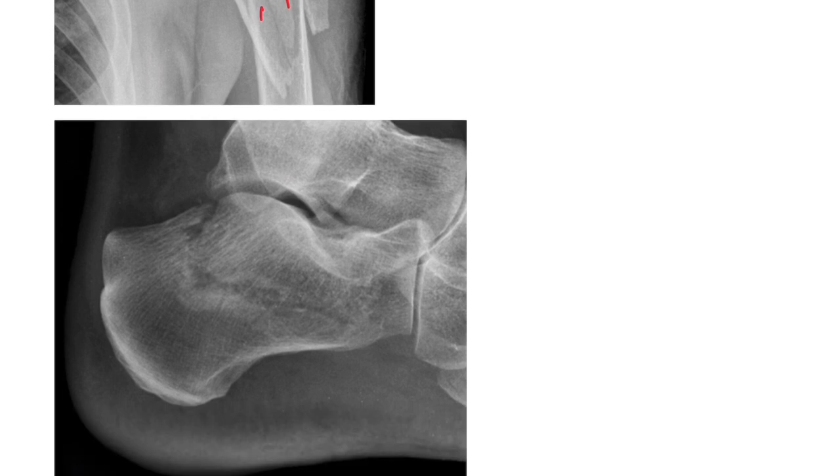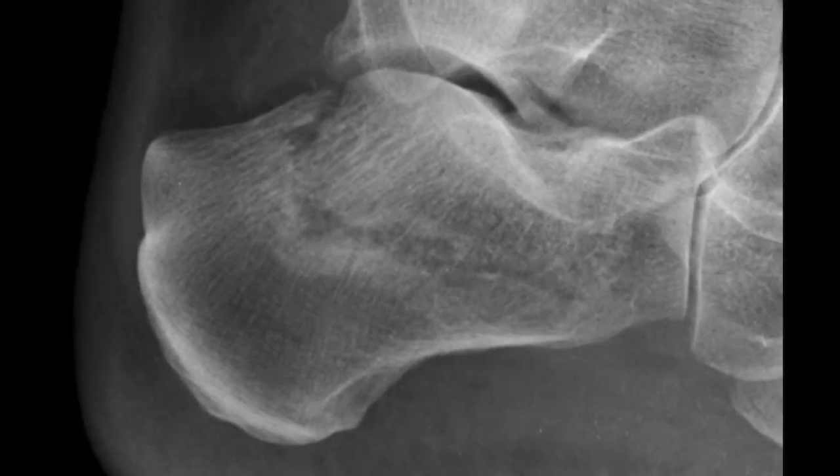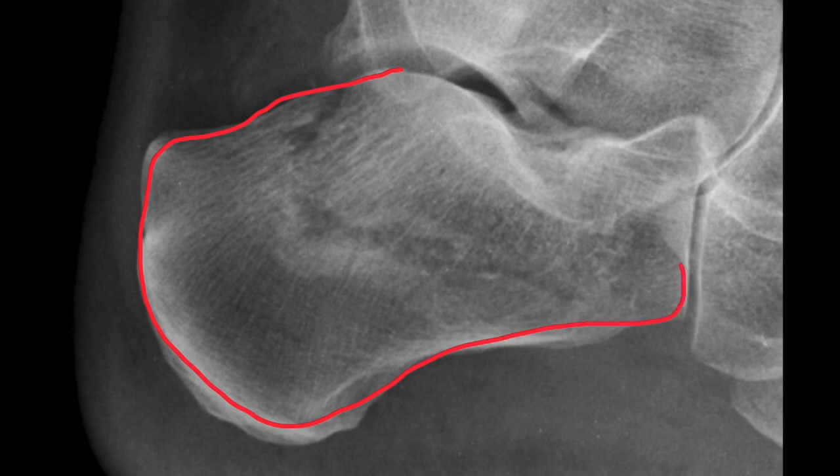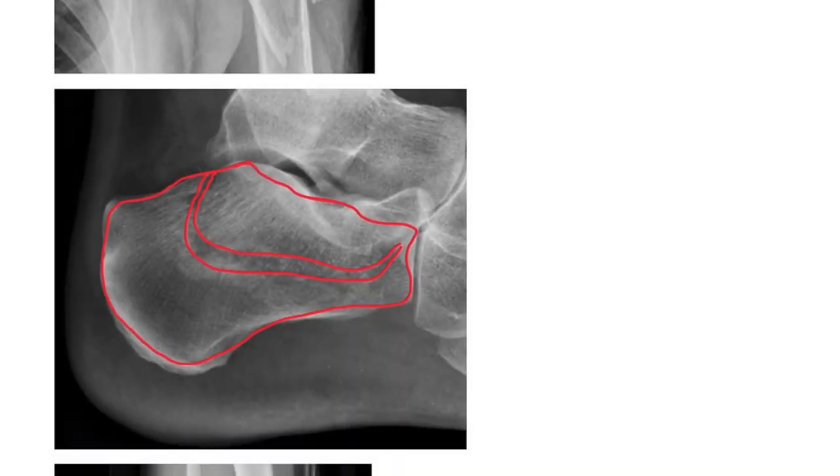Next, if you are seeing this image, you can see this is the calcaneus bone. In the calcaneus bone, what you are seeing here is a fracture like this. That means it's not in one direction, so we can call this a multi-directional fracture of the calcaneus, because the fracture line passes through the calcaneus body in both the coronal and axial planes.